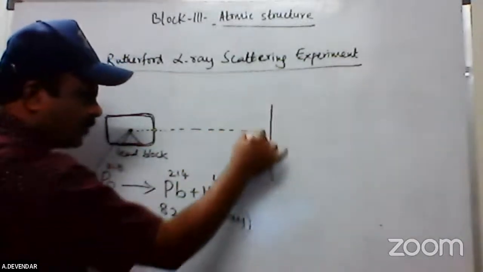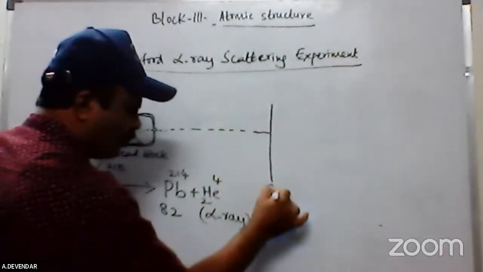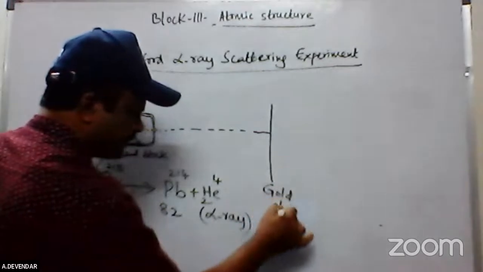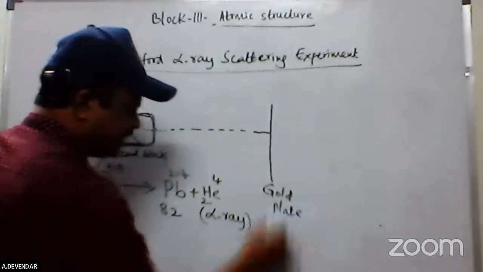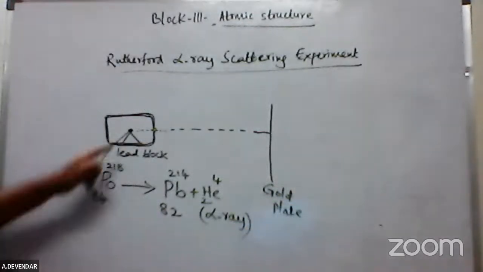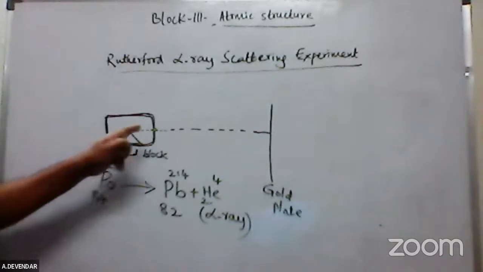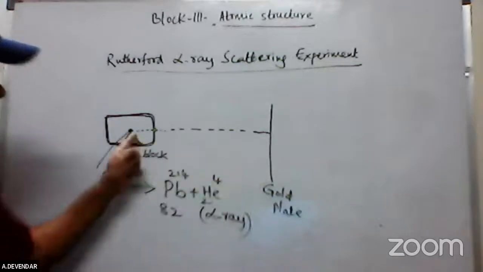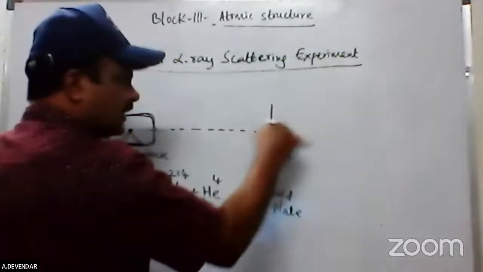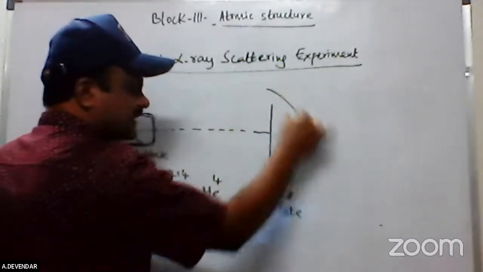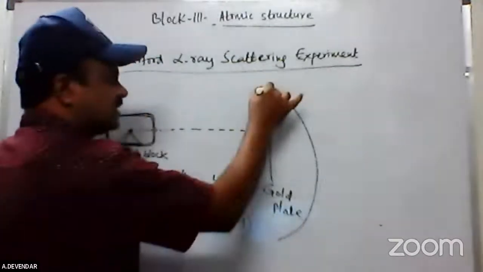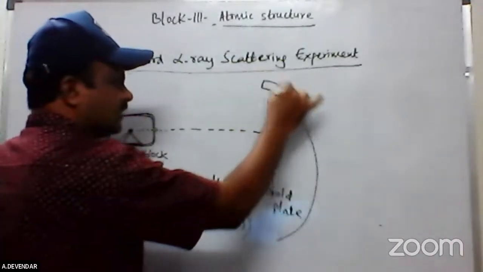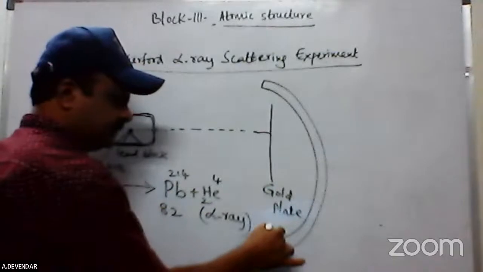I'm keeping one gold foil. This is called a gold plate. So Rutherford did the experiment using this particular setup, the Rutherford alpha ray scattering experiment setup. This is the gold plate. After the gold plate, he kept a screen. One screen is placed like this. I'm taking out this screen.